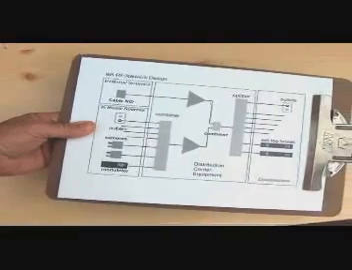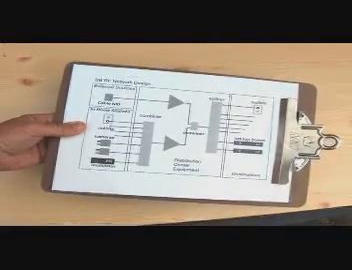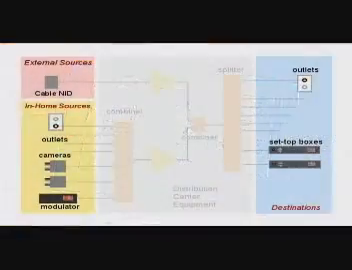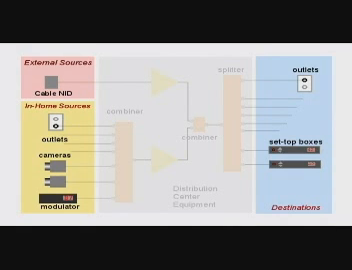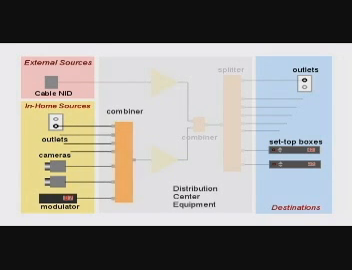Start with a simple diagram of the system. Now, once you've done one, they're easy to modify for other jobs. First, show all the external service inputs. Then, based on the equipment list and plans, determine the total number of in-home sources and jacks and the total number of external devices and jacks you need to support.